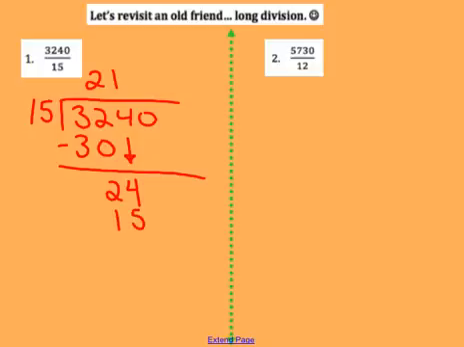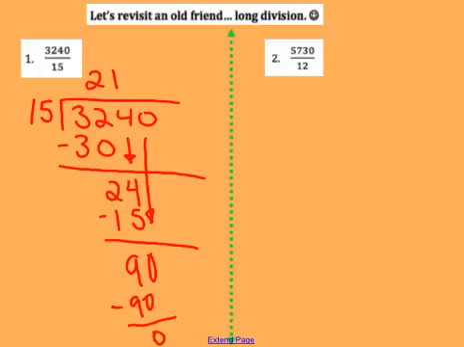Now, if I added those, it would be 39. I don't want that. I want it to get smaller. We're trying to get the smallest number that they both go into. I get a 9. Bring down the 0, 90. 90 minus 90 is going to give us 0. So I would probably put 6 here, remainder 0.